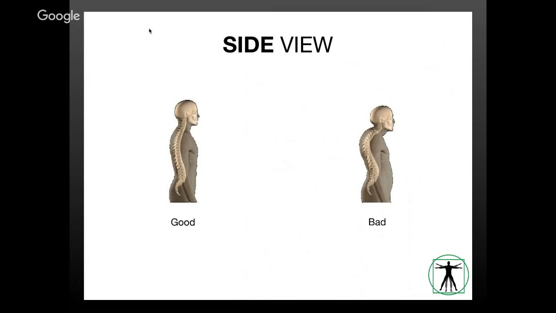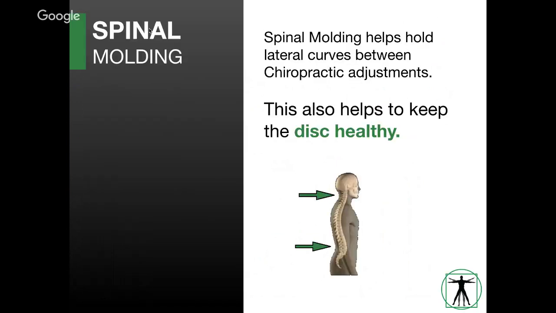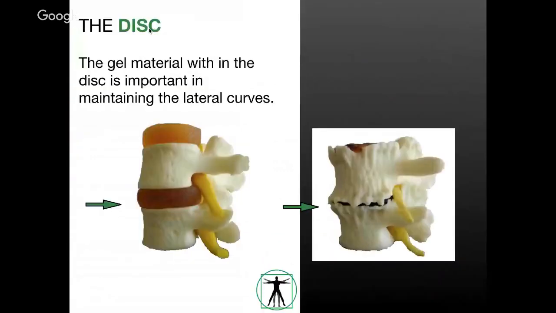Now from the side, you should have natural curves. So this is what spinal molding does. When you're laying on your rolls, it helps you to keep these what we call lateral curves in the spine between your chiropractic adjustments. So you place one roll in the neck, one roll in the lower back.